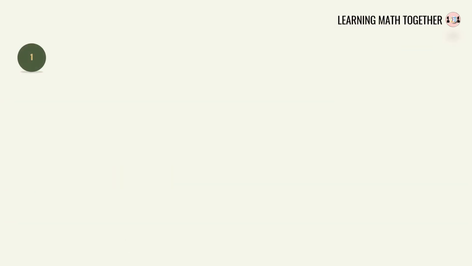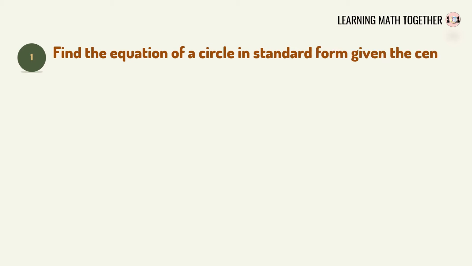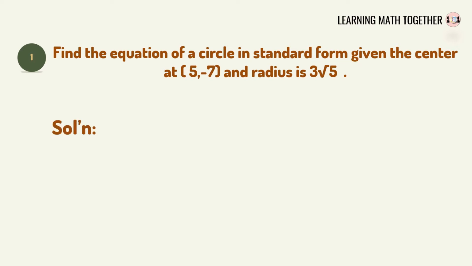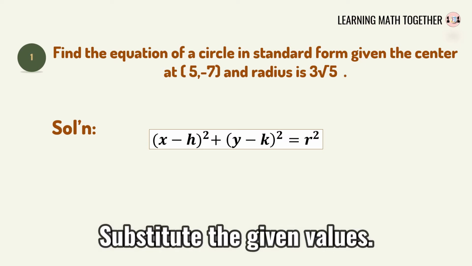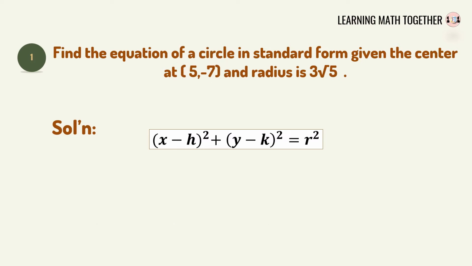For example number 1, we have to find the equation of a circle in standard form given the center at (5, -7) and radius is 3 square root of 5. Take note that we will be solving for the equation of a circle in standard form. Therefore, we have to use this standard formula in order for us to substitute the value of the center and the radius. So the first step here is we need to substitute the values of the center, which is h and k, and radius is equal to 3 square root of 5.